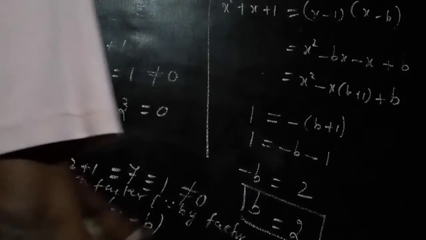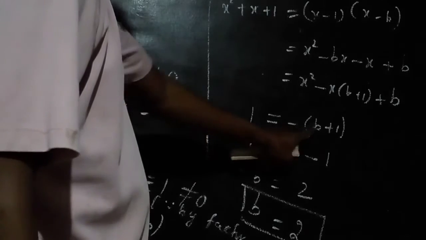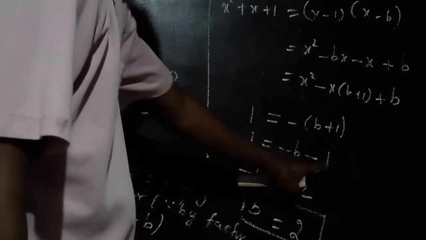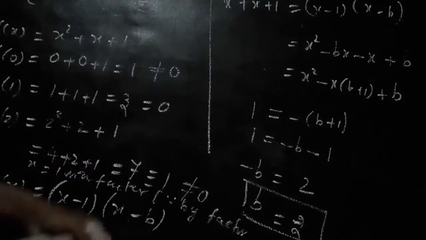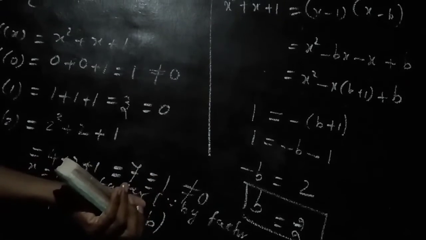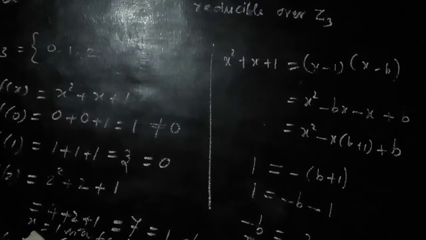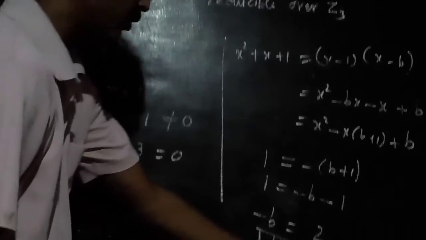Okay. So that is 1 is equal to minus of b plus 1. 1 equal to minus b minus 1. Minus b is equal to, here 2 comes. So b is equal to minus 2. Okay. b is equal to minus 2. Actually values should not come in minus, but it must come in plus. Okay. So that is b equal to minus 2.